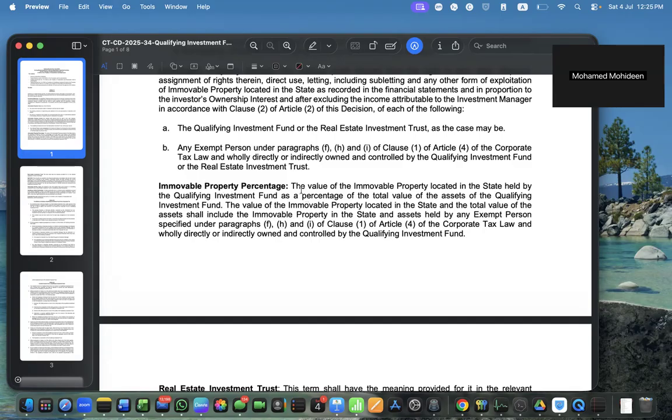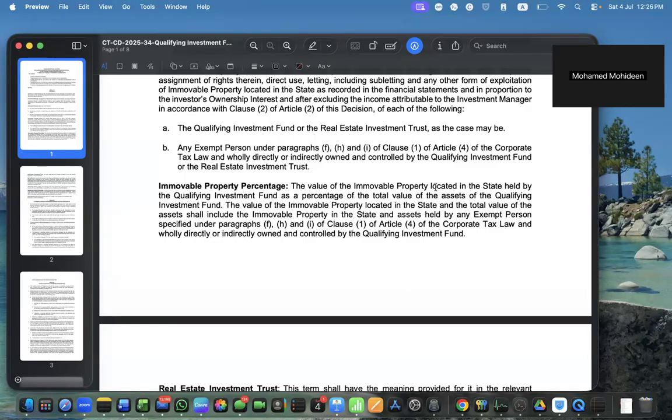Does this make sense? If you want, we can go over this particular point again. No, it's okay. What is a percent? Sorry, what is a percent? There's no percentage identified here. This is only a definition right now that we are going through. The value of the immovable property located in the state held by the fund. So they're saying what percentage of the overall qualifying investment fund is that immovable property? That's called immovable property percentage. Do you understand?